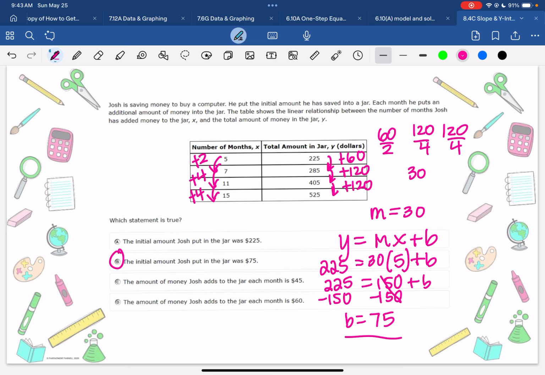The amount he adds each month is 45. No, that would be 30. And the amount of money he adds is 60. Well, that's still wrong. We already know it's 30.